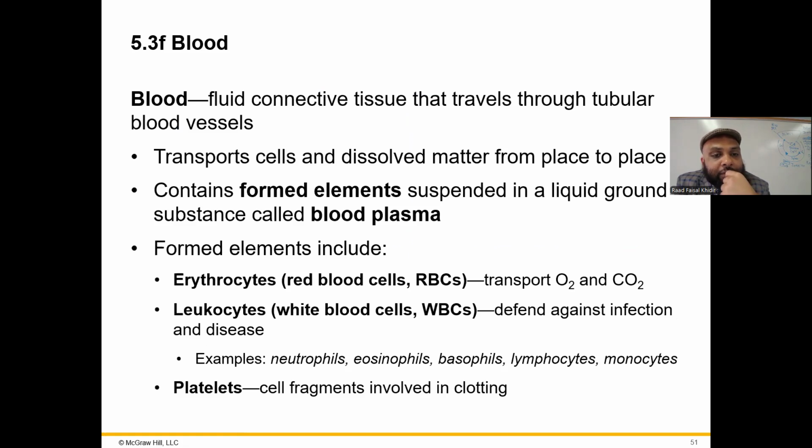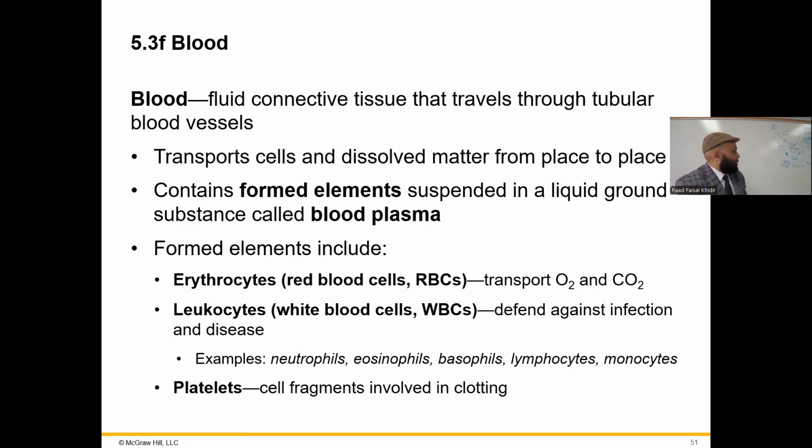Blood is a fluid connective tissue that travels through the tubular blood vessels. It transports cells and dissolved matter from place to place. It contains formed elements suspended in a liquid ground substance called blood plasma, and the formed elements include the erythrocytes, the red blood cells, which transport oxygen and carbon dioxide; the leukocytes, the white blood cells, which defend against infection and disease; and the platelets.